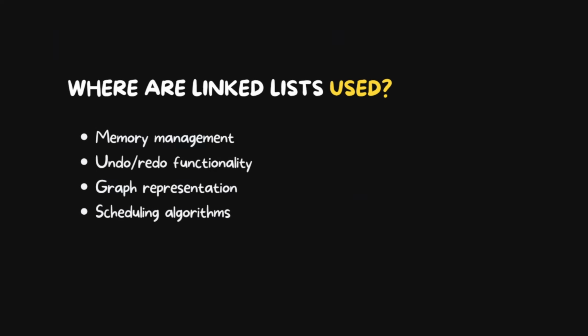Now, where are linked lists used in real life? Some common applications include memory management, where dynamic allocation of memory is used; undo or redo features used in text editors like MS Word; graph representation, where adjacency lists use linked list; and scheduling algorithms used in CPU scheduling. So even though they seem basic, linked list powers some of the most important computer functions.